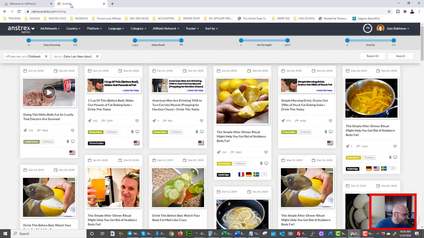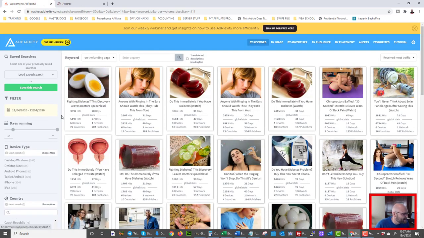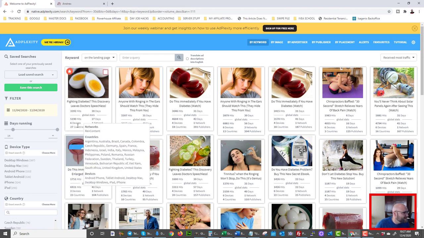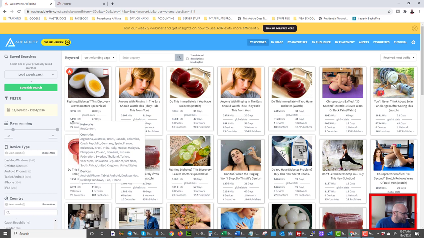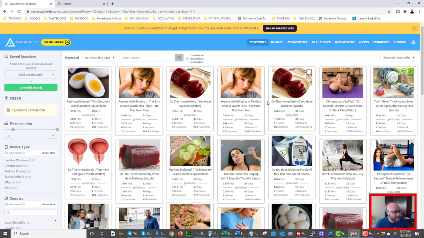If I was to come into Anstrex, I can't filter by the most amount of traffic, and I can only see these numbers here, ad strength and gravity, which I'm not going to really say I trust too much. I don't understand the algorithm, so I can't really say I trust it, but maybe it's working really well, and maybe their gravity and their ad strength is effective. But to me, I like to see the amount of hits it's had in the last 14 days, and with Adplexity I can see that right here, 5,000 hits, 27 days, 6 devices. I could see all that just by hovering over the ad. So it's a lot faster to work on Adplexity to find these offers.